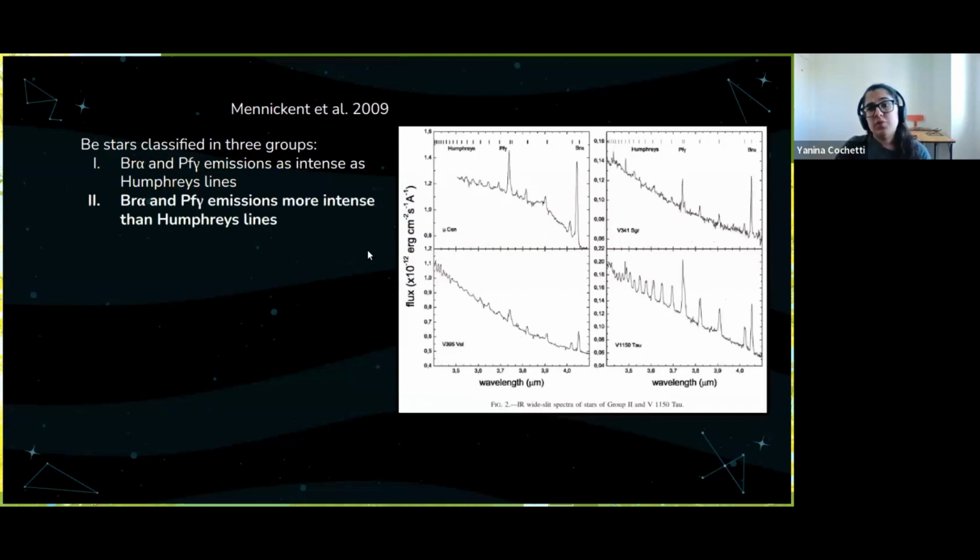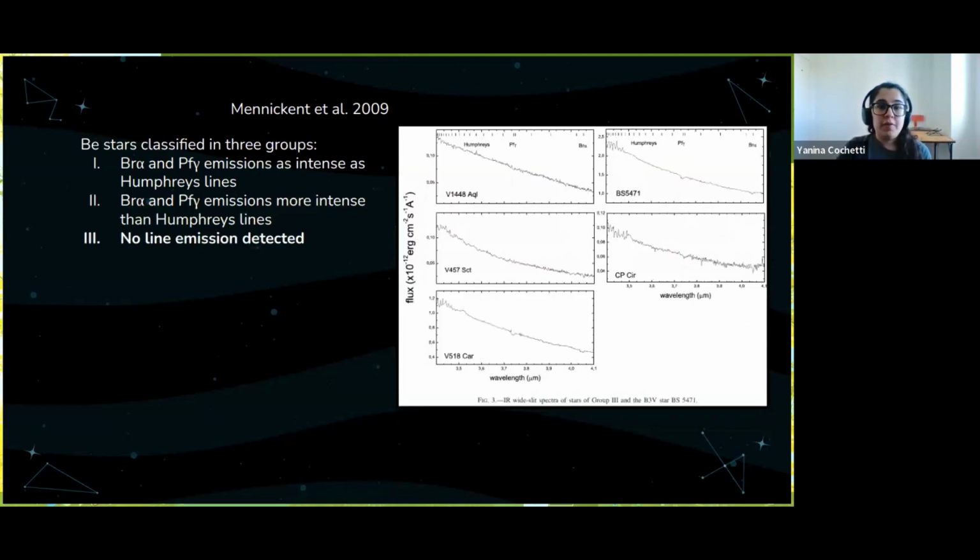In group 2, they put the stars where the Humphrey line series are not as intense as Brackett alpha and Pfund gamma. You can see here these smaller lines are the Humphrey series, and the more intense are Brackett alpha and Pfund gamma. So if Humphrey are not as intense as Brackett alpha and Pfund gamma, the star is classified in group 2.